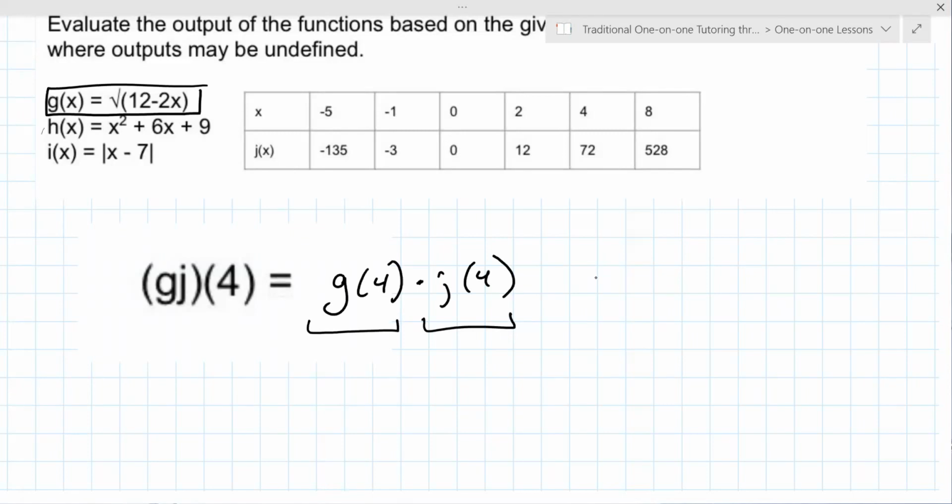How are you doing on this one? I think I did it.